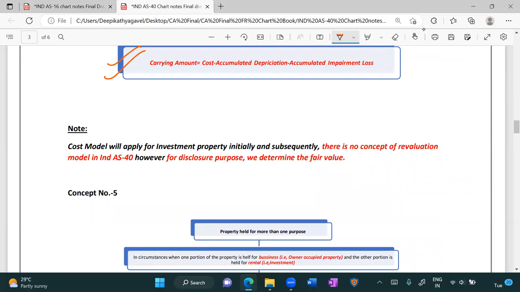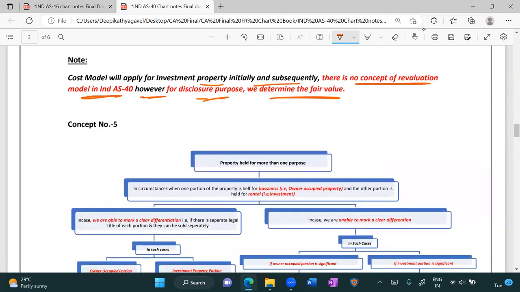Again, note that the cost model will apply for investment property initially as well as subsequently. There is no concept of revaluation model in IND-AS 40. However, for disclosure purposes, in the notes, you can disclose the fair value.